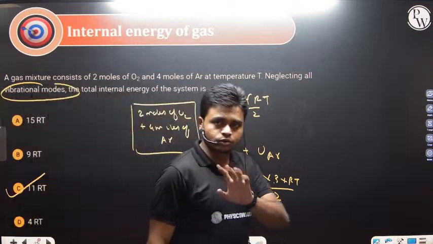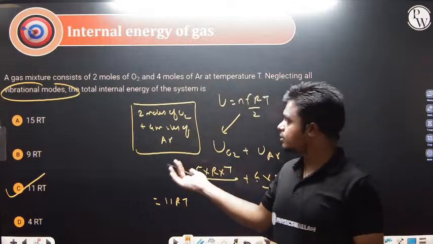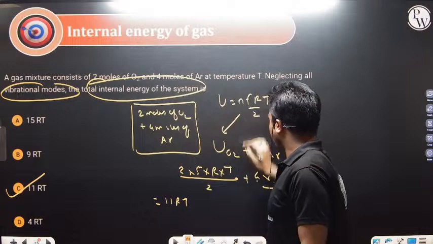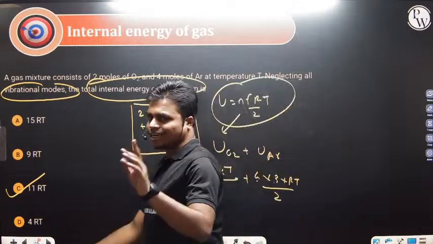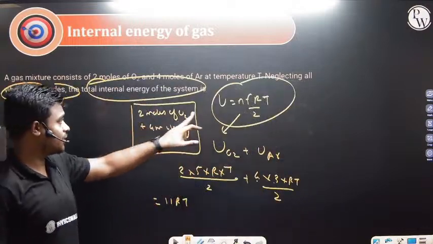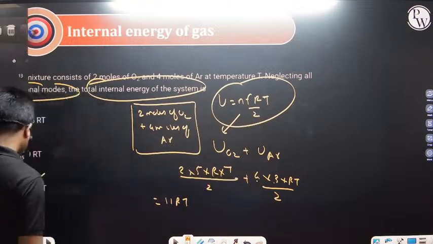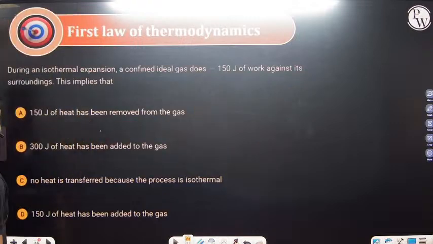Clear? So this is the mixture of gases we'll be having. They'll be asking how to calculate the total net energy of the system. We'll be calculating like this. One single formula: nf RT by 2, where R is the ideal gas constant and f is the degrees of freedom. Monatomic 3, diatomic 5. Moving to the next question over here.